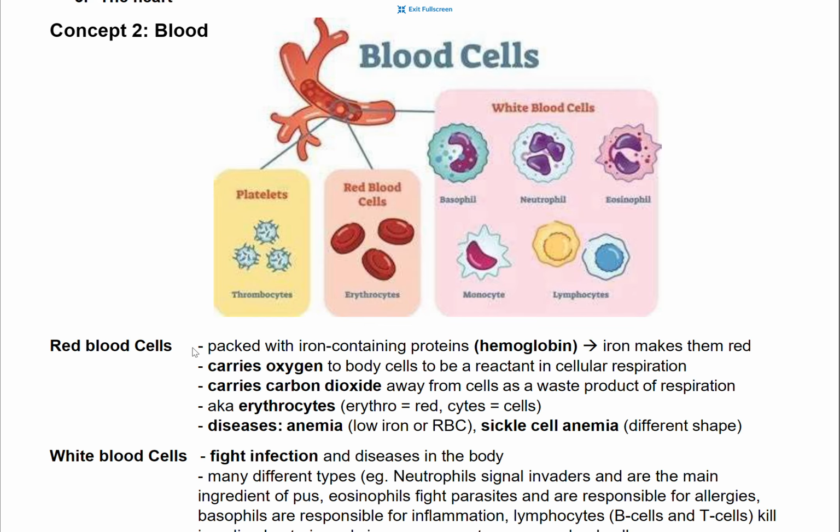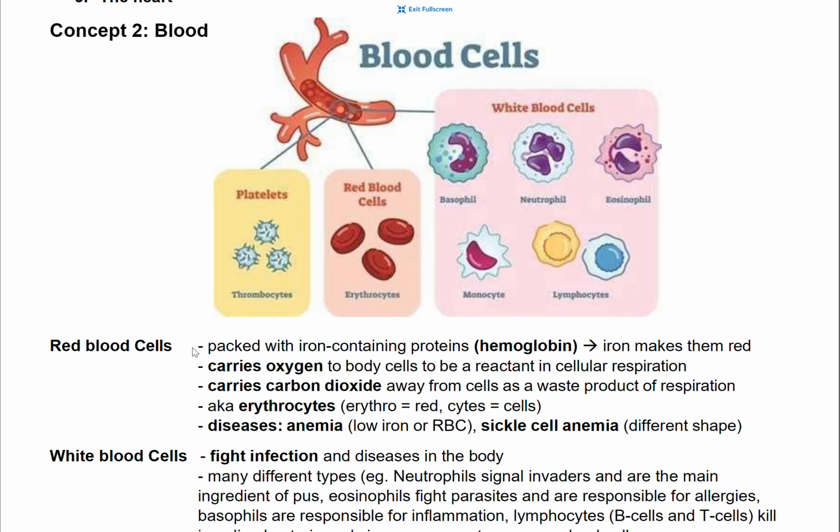Red blood cells carry oxygen to body cells to be a reactant in cellular respiration. Your cells need a constant supply of oxygen because they're constantly doing cellular respiration, even when you're asleep, to make energy to do whatever the cell does. The cells in your pancreas make hormones and digestive enzymes, and they do that even while you're sleeping. So you need a constant supply of energy, and your cells are always doing cellular respiration.